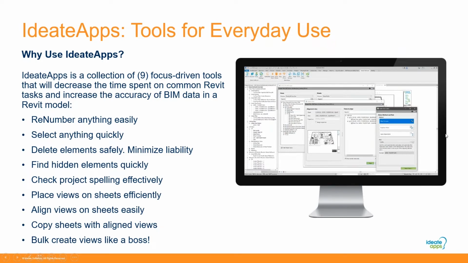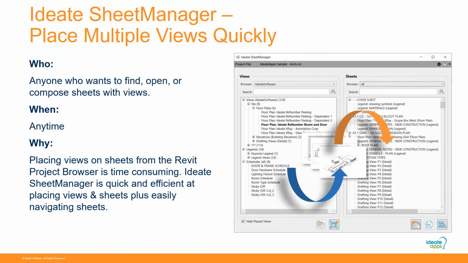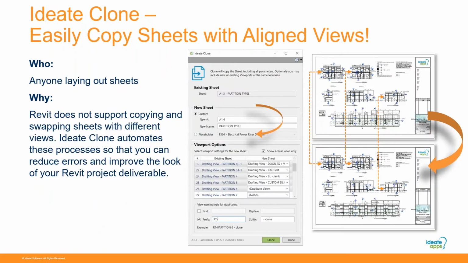So today we're going to be looking at the IdeateApps tools, and specifically the four sheet and view tools: the sheet manager, the align, the clone, and the view creator. The sheet manager, for anyone who doesn't know, is just a simpler way of managing all your sheet and view information in Revit. It's like the project browser, but turbocharged, and actually works really efficiently and effectively. We'll be looking at the align tool, which helps you align your views on sheets. I'm sure a lot of you have used these already. We'll be looking at the clone tool and how easy it is to copy sheets and viewports.